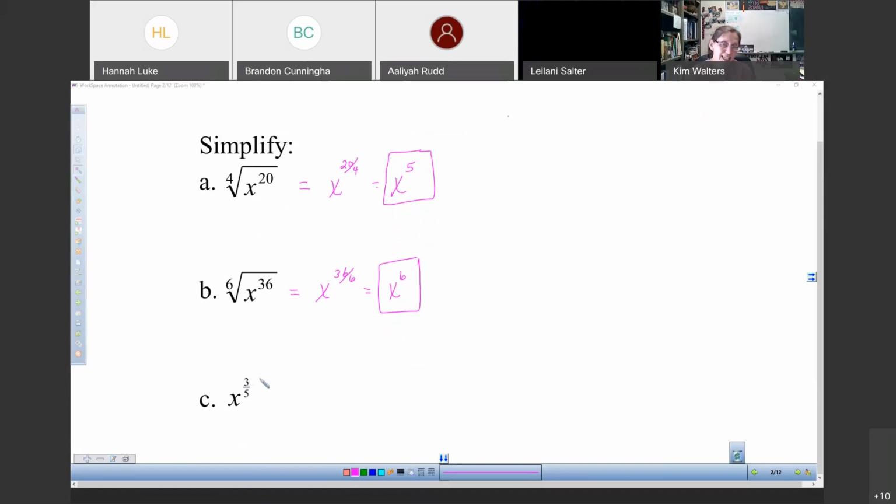Because 3/5 we can't simplify like we do 36/6, but we can take this and turn it back into radical form. So what goes as my root? What's going to go right here? Which one of those two numbers? Y'all help me out. What's going to go as my root?